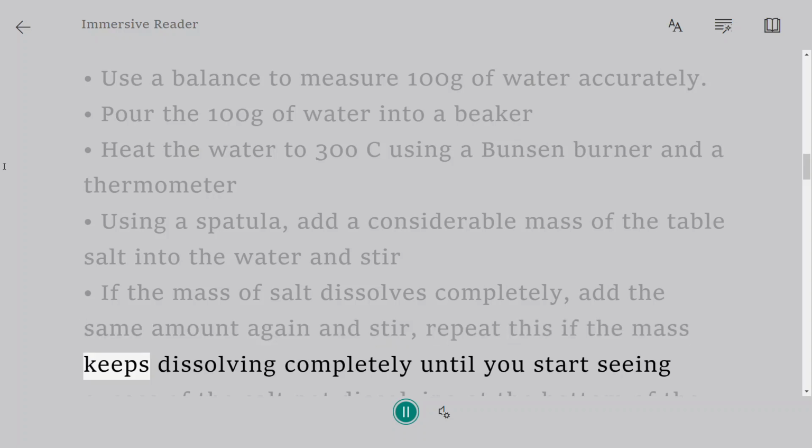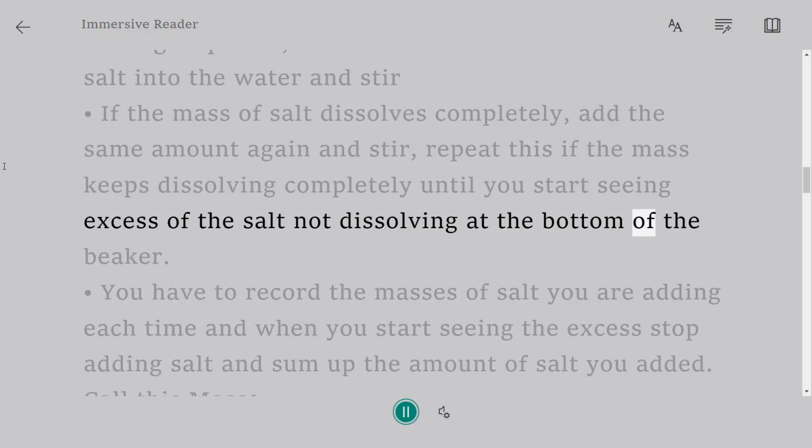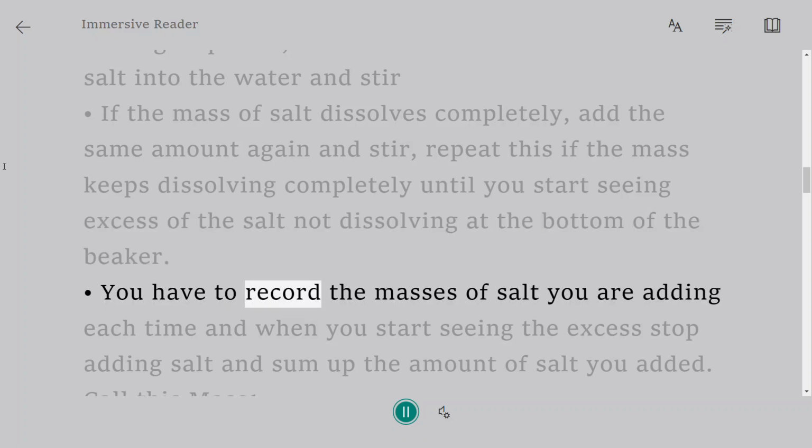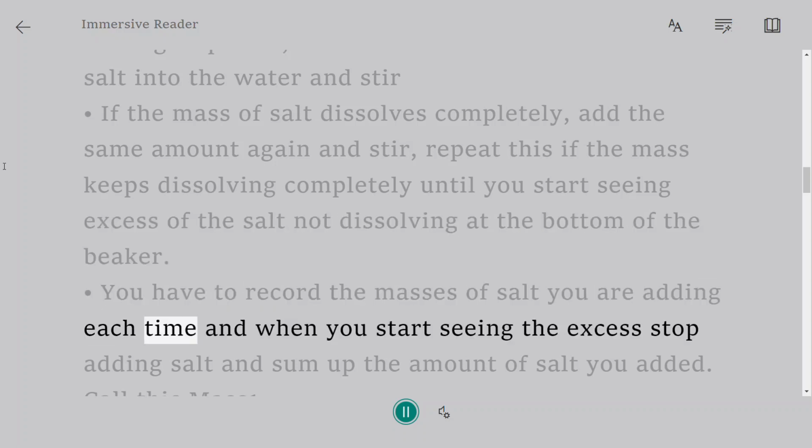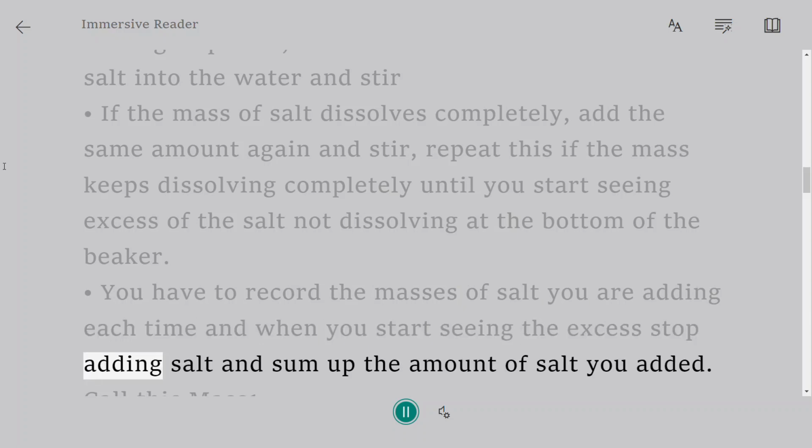Repeat this if the mass keeps dissolving completely until you start seeing excess of the salt not dissolving at the bottom of the beaker. You have to record the masses of salt you are adding each time, and when you start seeing the excess, stop adding salt and sum up the amount of salt you added.